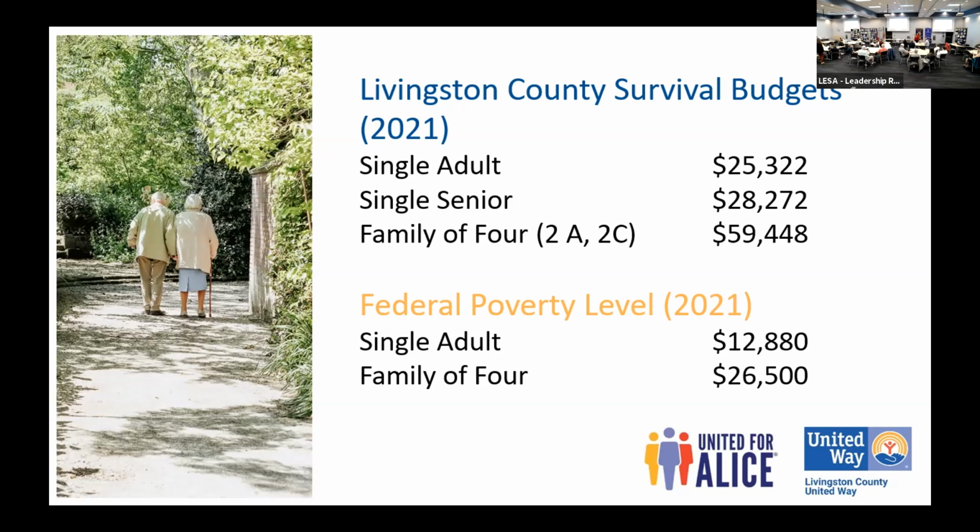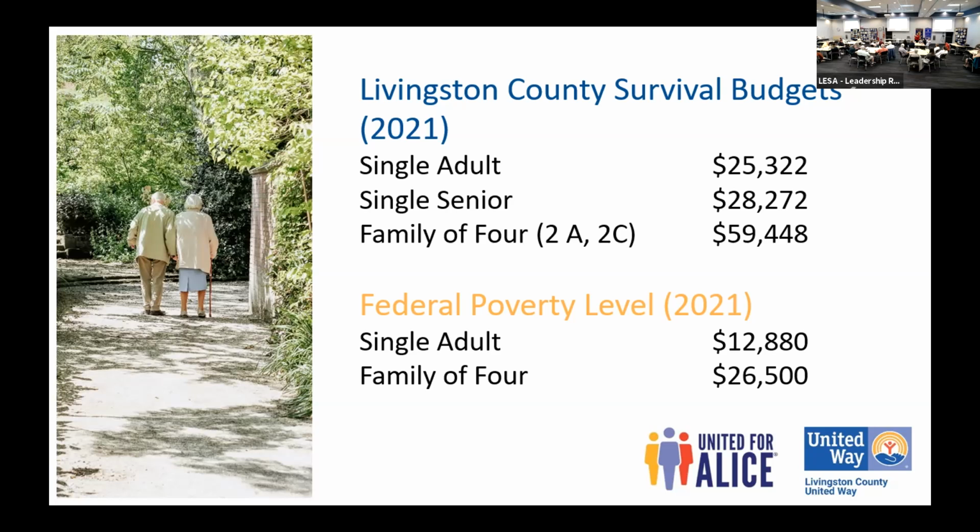And then I wanted to put here a benchmark of the federal poverty level so you can see the difference between the two. If you're making $12,880 or less, you are considered to be below the federal poverty level. And for that family of four, you can see there's a big difference there too. I bring this up because ALICE survival budgets include just that, surviving. Housing, transportation, healthcare, food, the basics. It doesn't include things like a future focus, like saving for college or putting some money into savings.